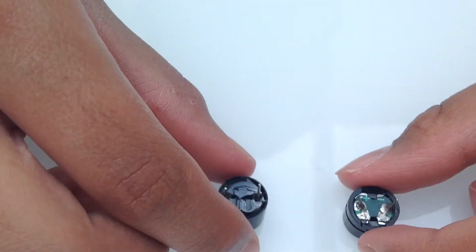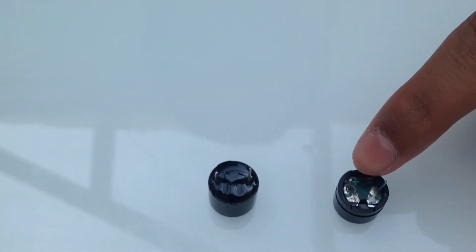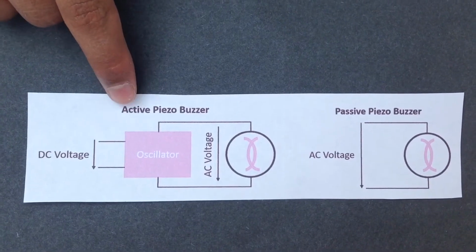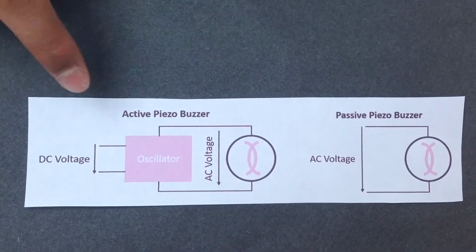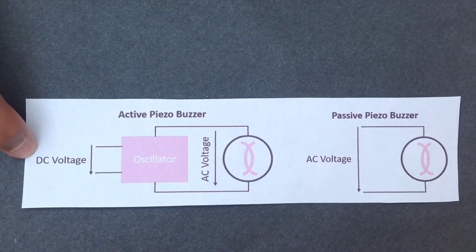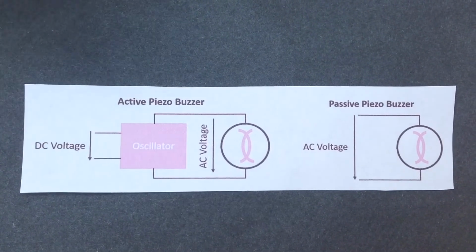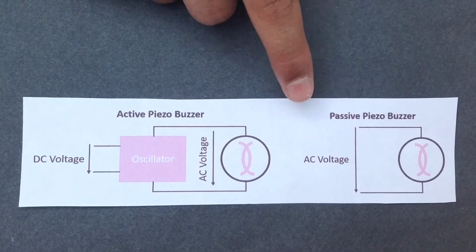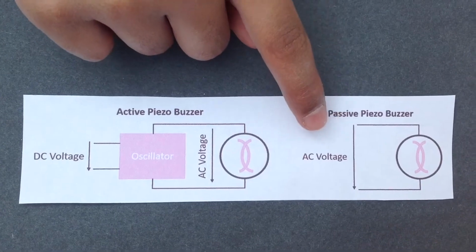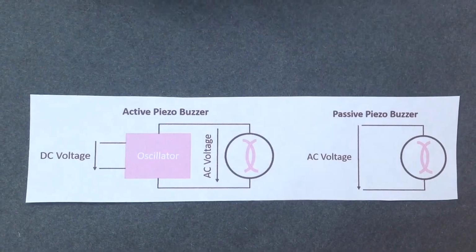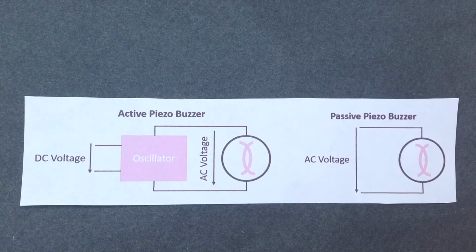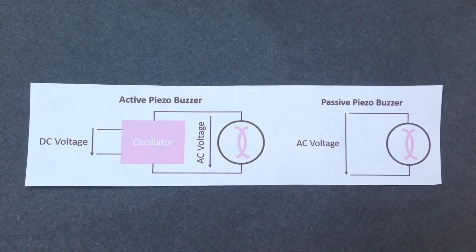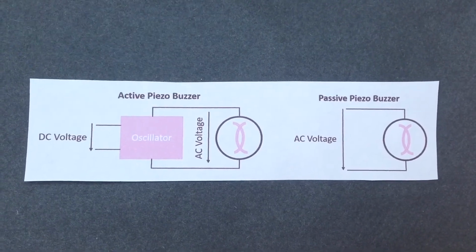The active buzzer uses DC voltage and the passive buzzer uses AC voltage. As you can see in this diagram, there's the active buzzer and the passive buzzer. The active buzzer requires DC voltage and it has a built-in oscillator so that the buzzer buzzes instantly. On the other side, the passive buzzer uses AC voltage and doesn't have a built-in oscillator, so you have to do some coding to make it buzz. The active buzzer is often more expensive than the passive one because of the built-in oscillator circuit.